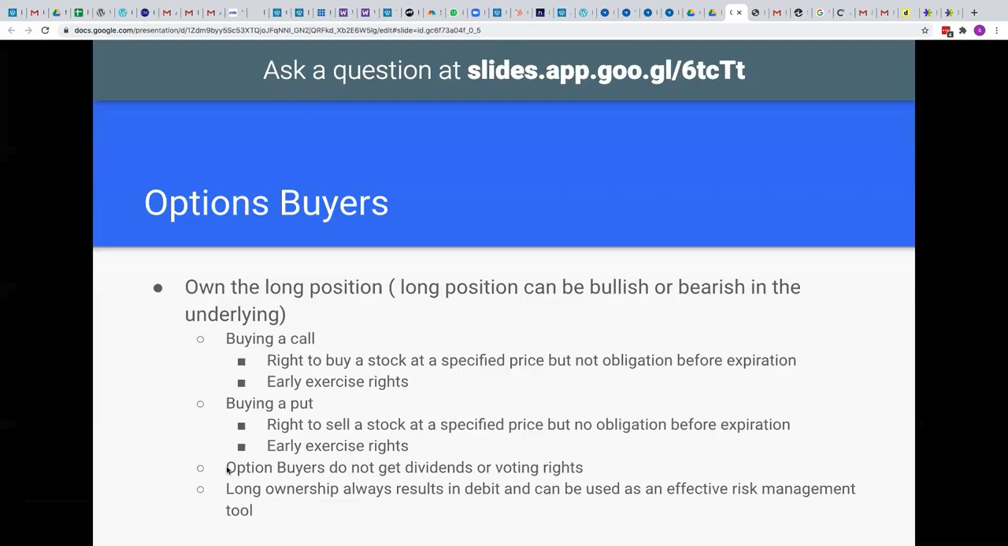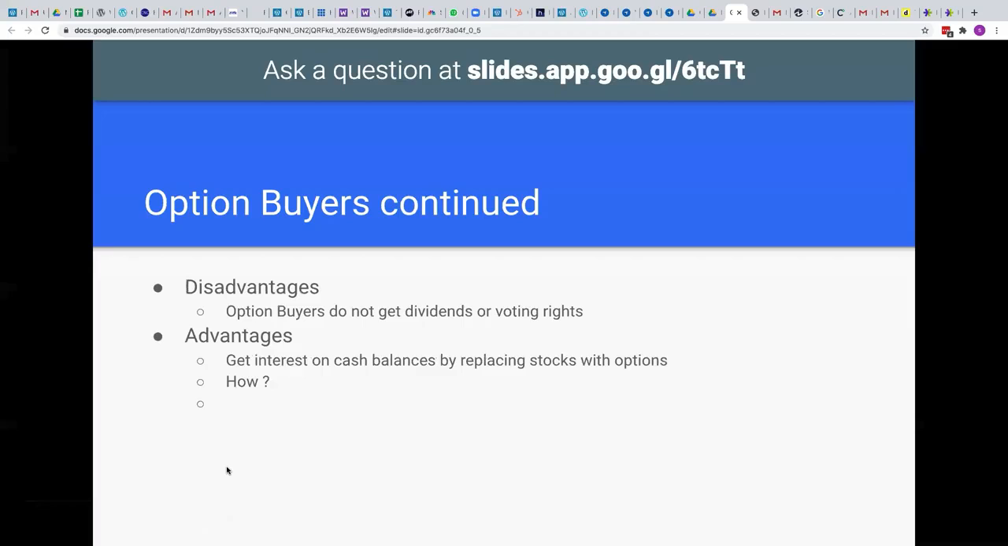Then when you're doing this long ownership, it always results in a debit. That means you have to take money out of your account to buy this. Now, you might be wondering a couple of things, right? Hey, what is the disadvantage? Why would I want to do options? Why do people talk about options? I don't get any dividends. I don't get any voting rights. So why is it so good?